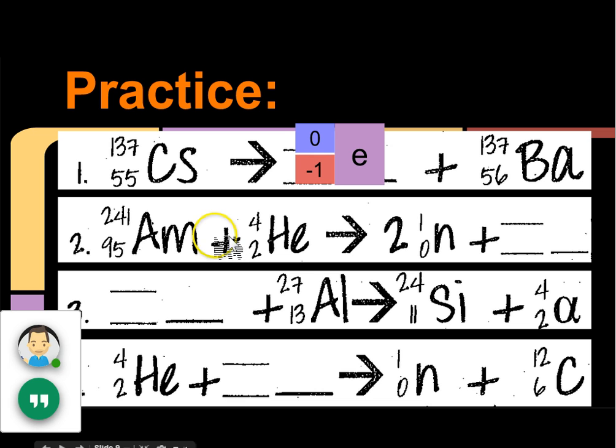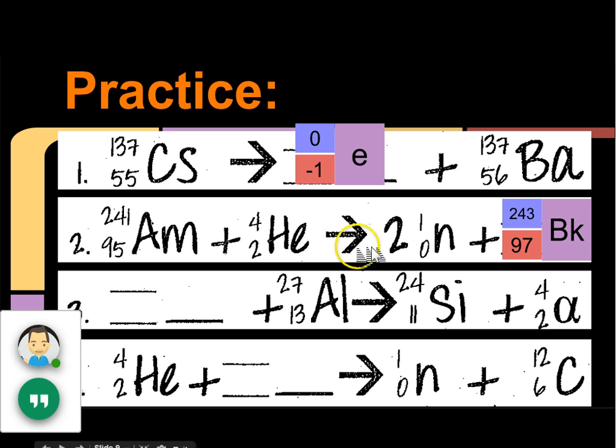Okay? On the next one, we're talking about the arrow being a dividing line. So on the left we have 241 plus 4, so that's 245. And then on the right we have 2 1s. So that's 243. 243 plus 2 would be 245. And then on the bottom, it's going to be exactly the same. So 95 plus 2 would be 97. So if you look up 97 on the periodic table, we're looking at BK.